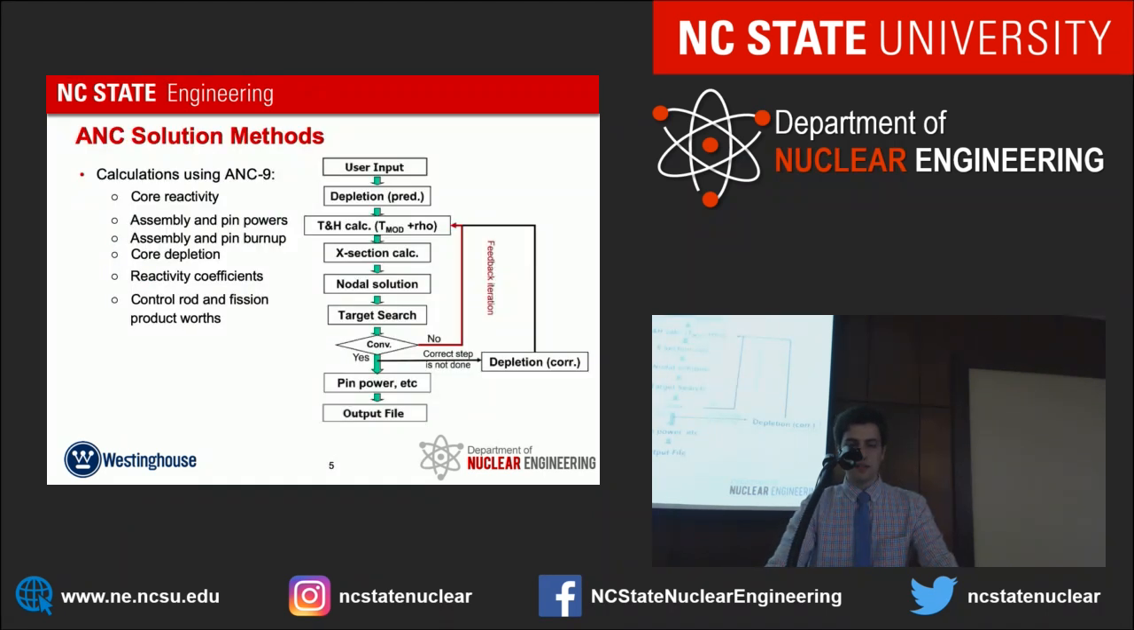This is an overview of the solution methods. ANC goes through how it actually solves for the core with what we give it. You can see a feedback iteration there. If it doesn't converge, it runs through the feedbacks from temperature of the fuel and moderator, and even xenon generation.